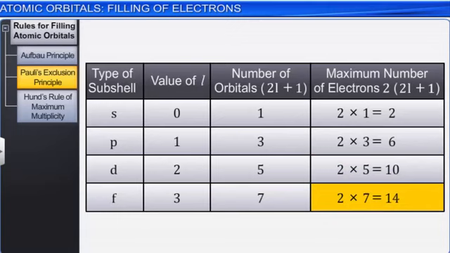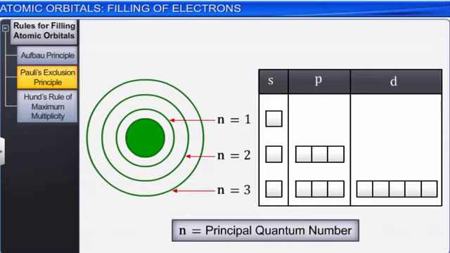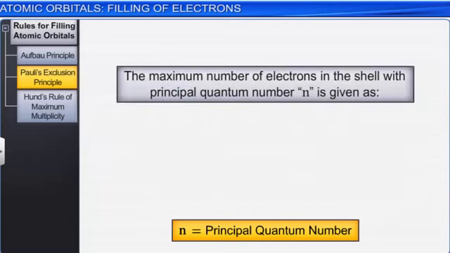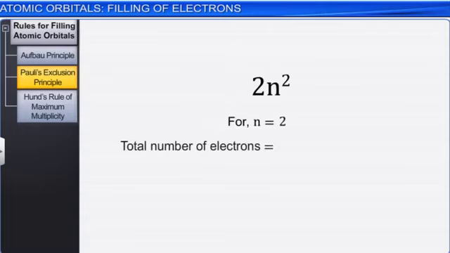We know that the total number of subshells that can be present in a shell is equal to the value of n, which is the principal quantum number. This principle has an immense value as it gives the maximum number of electrons that can be accommodated in a shell, which is equal to 2n². For example, if the value of n is 2, the total number of electrons can be calculated by substituting the value of n into 2n², which is equal to 2 multiplied by 2², which is equal to 8.